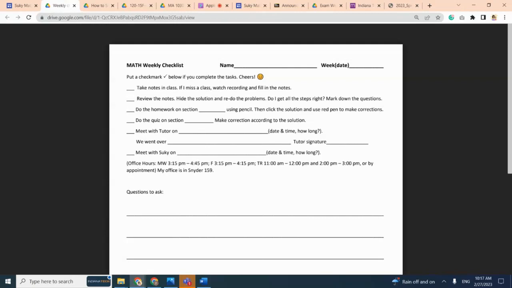So right now, maybe in section 2.5, the horizontal shifts, I don't quite understand. So write it down. And also on the back of the page, you write down your questions. And if you've done that, put a check mark.